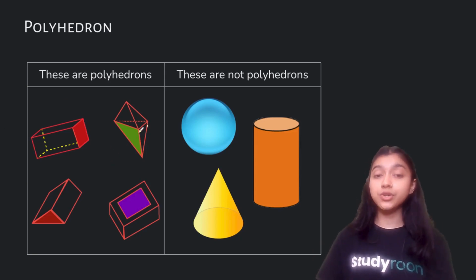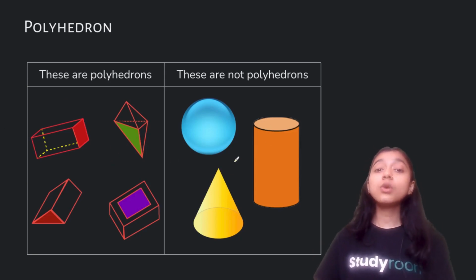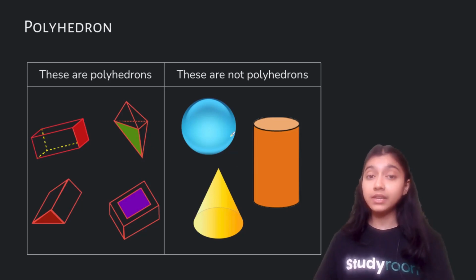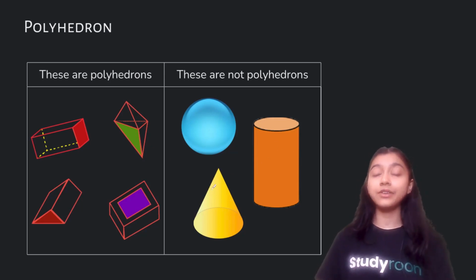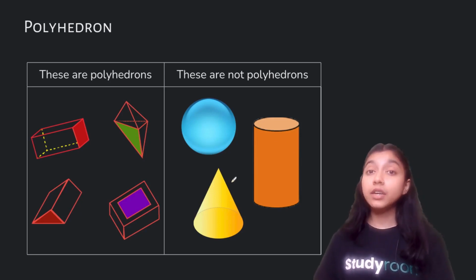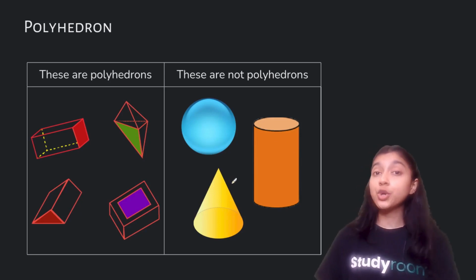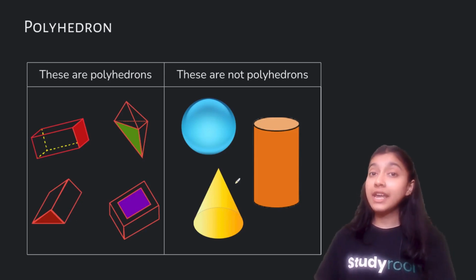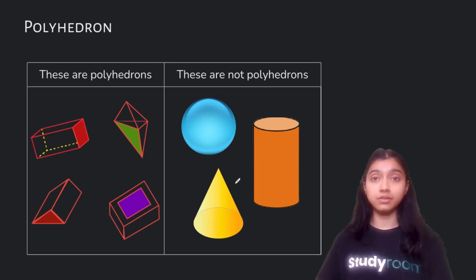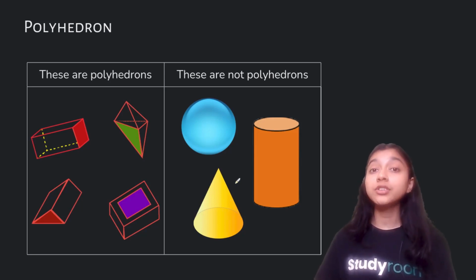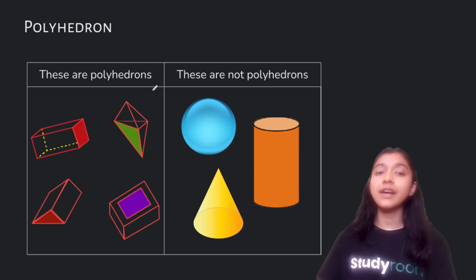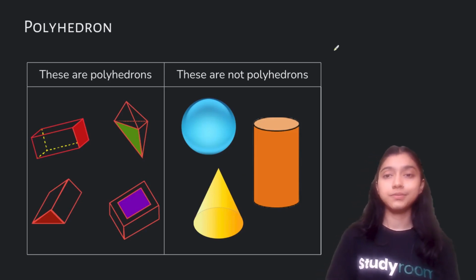But on the contrary, over here, these solids are non-polyhedrons because here we have a sphere, a cylinder and a cone. These three solids are non-polyhedrons because here the faces are not joined up by the edges and the edges are also not meeting at the vertices. So basically this is a solid which is not produced by polygonal regions. So that's why they are known as non-polyhedrons, whereas the figures given in the first block represent polyhedrons.